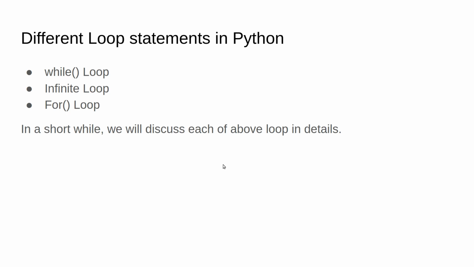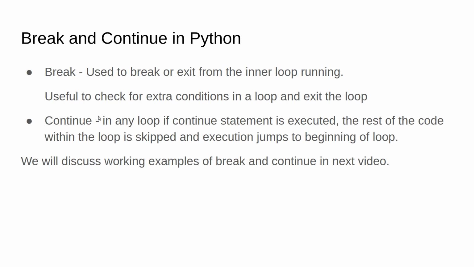Now in Python, let us see what are the different types of loop statements that are used. As discussed in the previous slide, we use the while loop, there is a concept of an infinite loop, and we have a for loop in Python. In a short while, we will discuss each of the loops in detail. Before that, let us see what are the break and continue statements in Python.